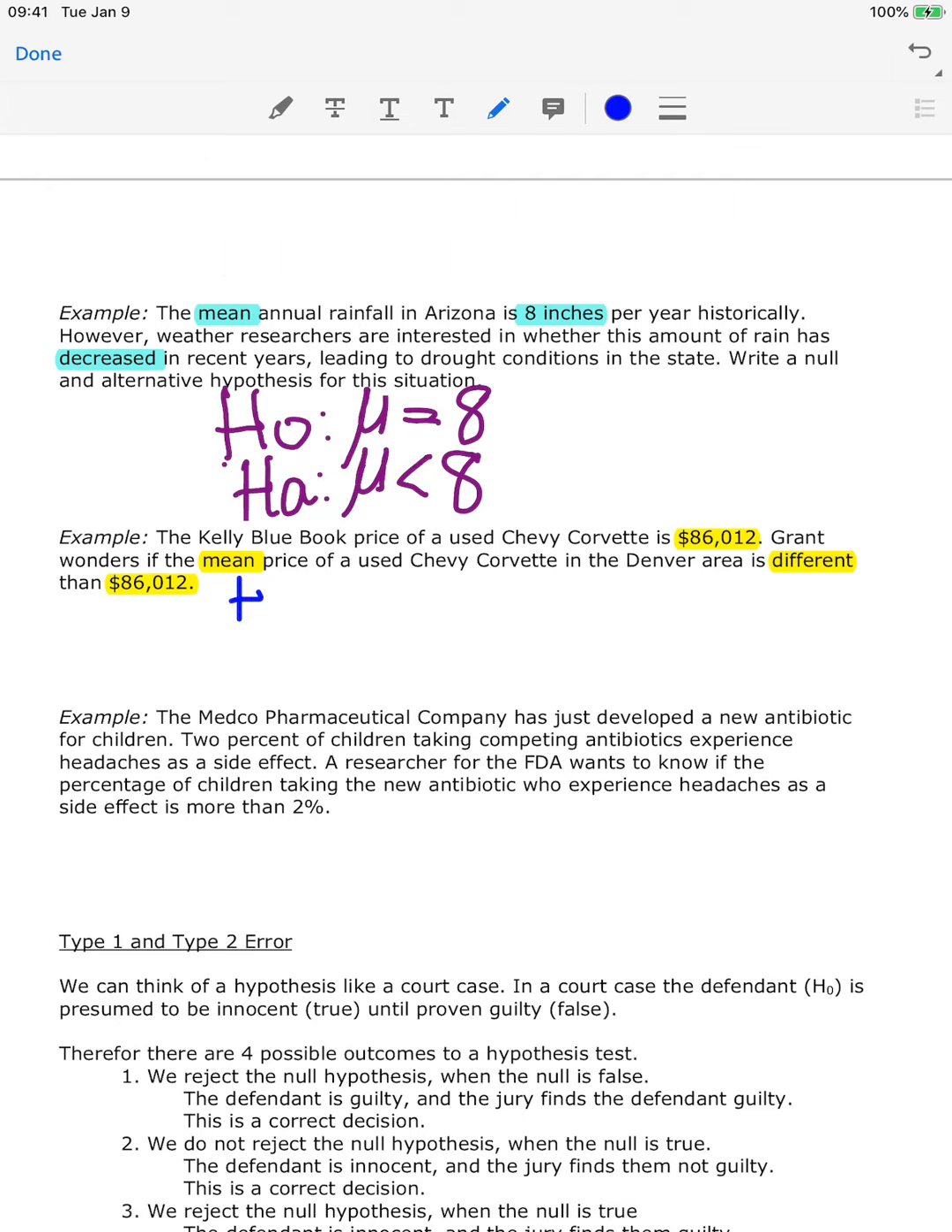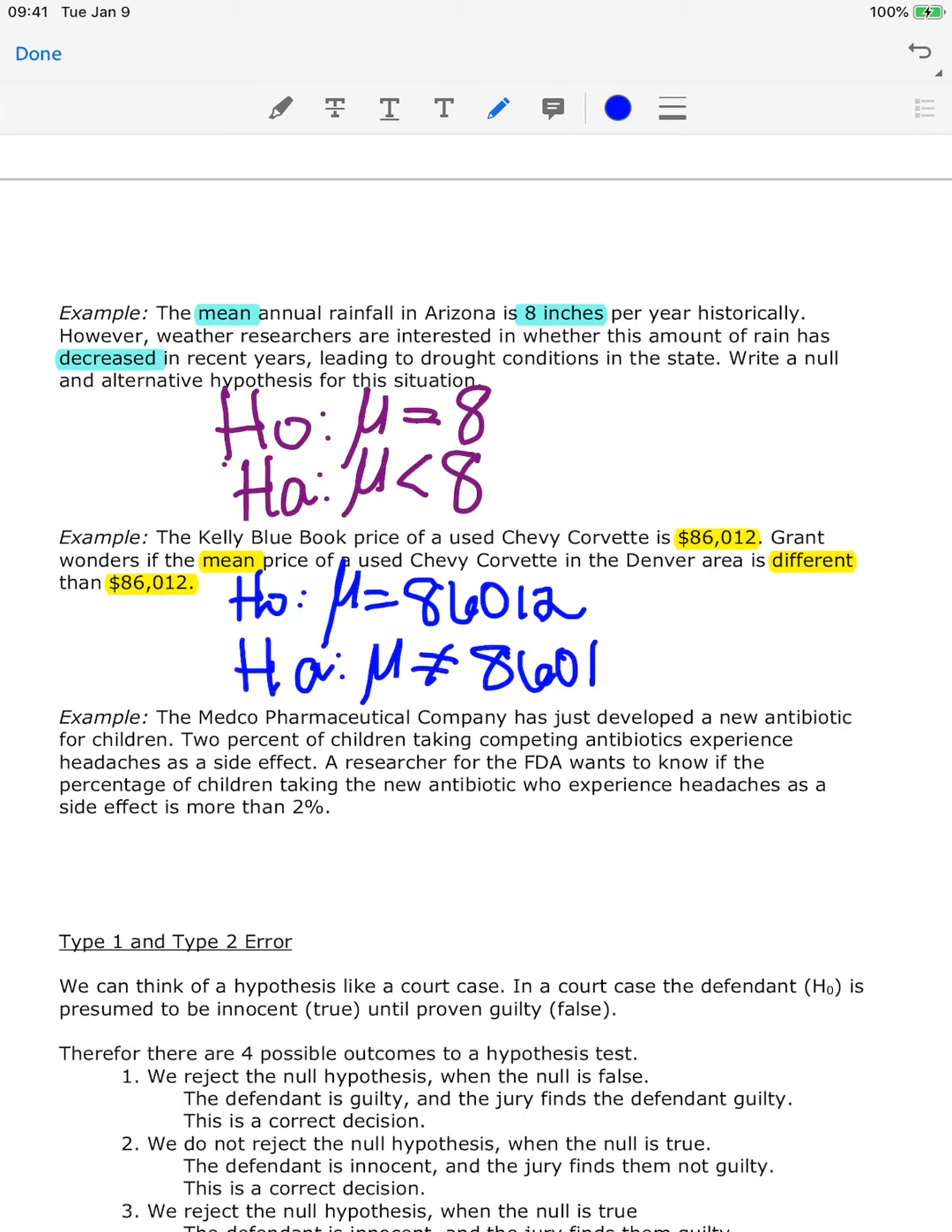So HO mu equals 86,012, and then HA mu is not equal to 86,012. Grant doesn't know if it's going to be greater than or less than that value. He just thinks 86,012 doesn't sound right. I don't know if it's higher or lower, so I'm going to test both directions.